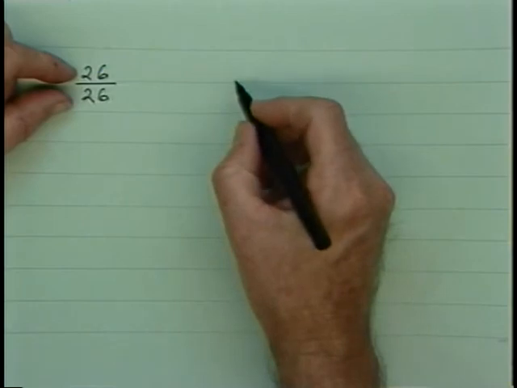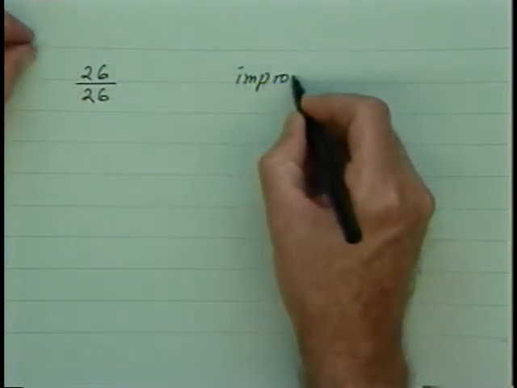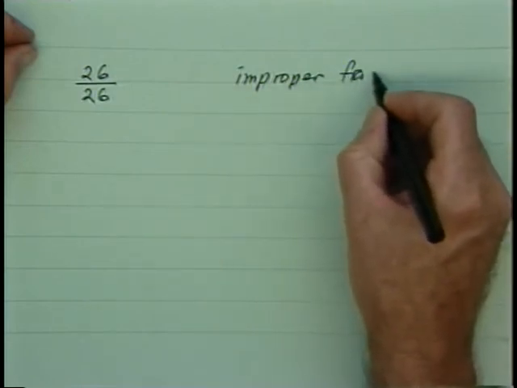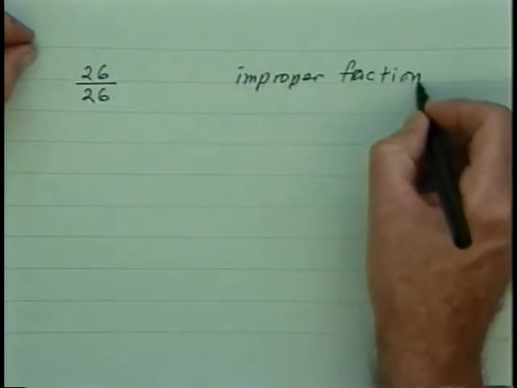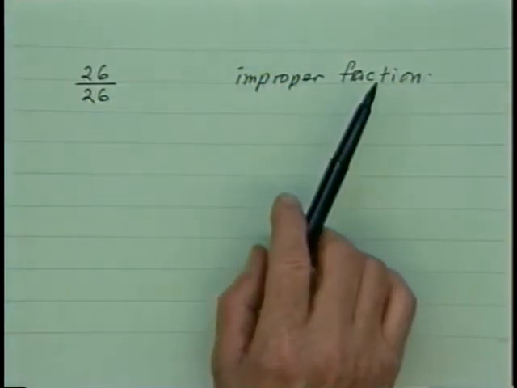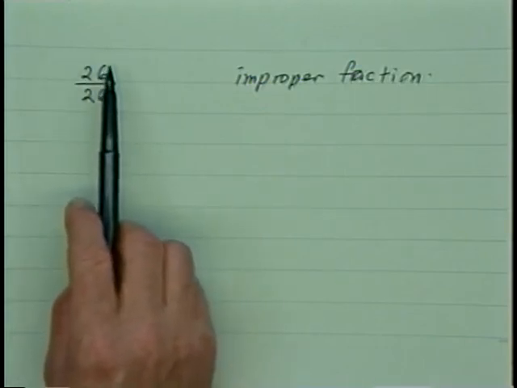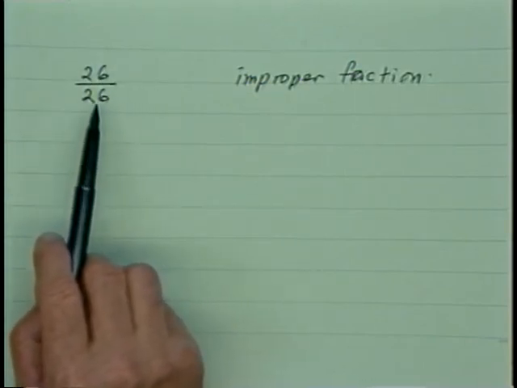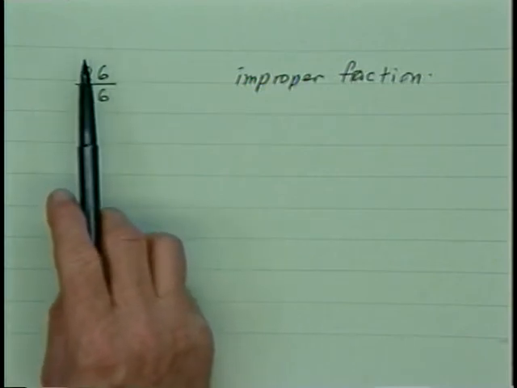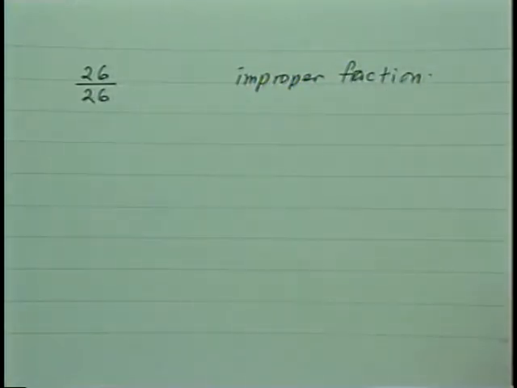First, realize that this nomenclature-wise would be called an improper fraction. For some reason, many students believe that an improper fraction is one in which the numerator is greater than the denominator. Not so. It's one in which the numerator is greater than or equal to the denominator. So this is called an improper fraction.